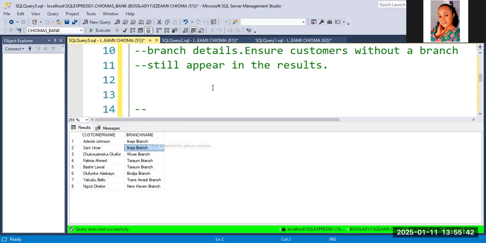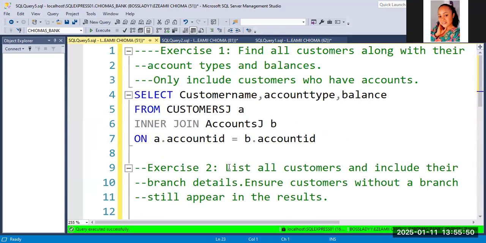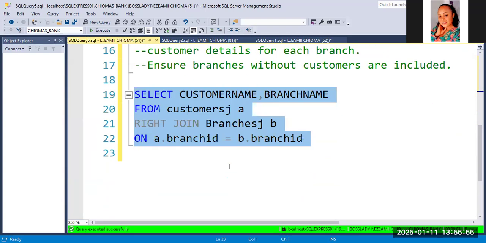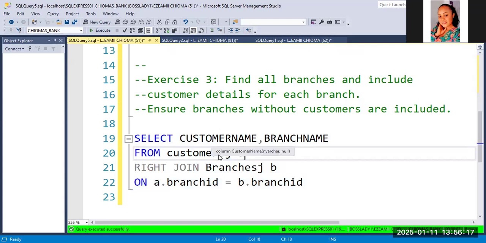Sorry, let me see this again. Let's look at the question. Ensure branches without customers are included. Okay, yes, so that's right join we have to use. Okay, so this solves our question number 3.